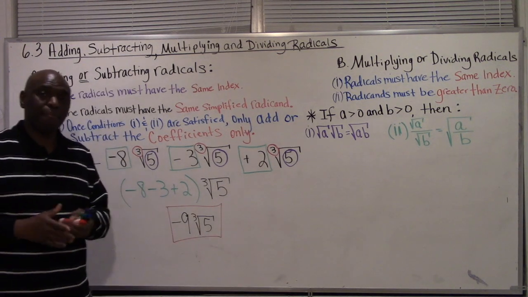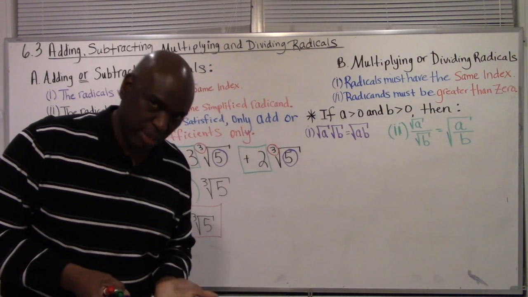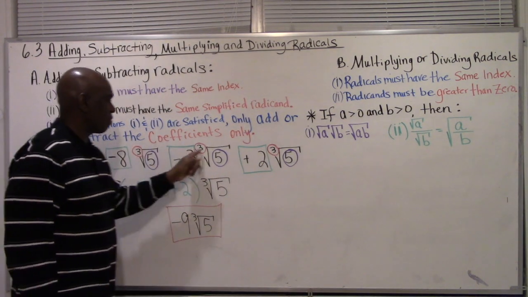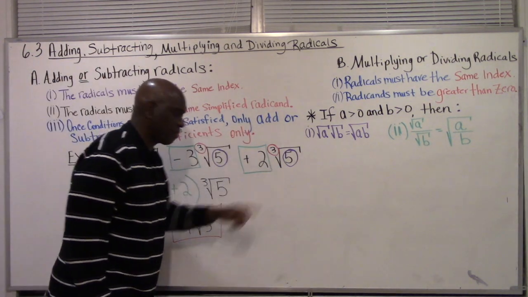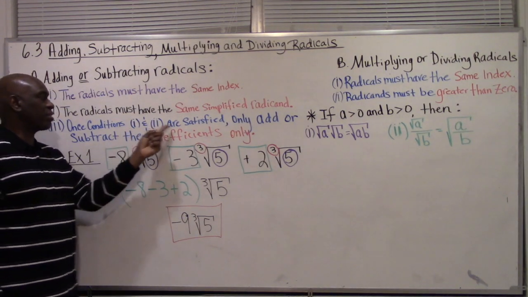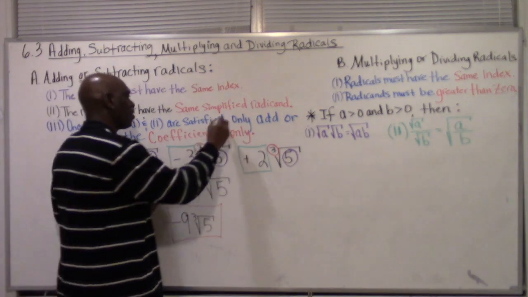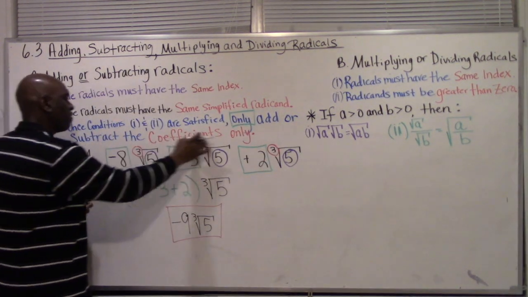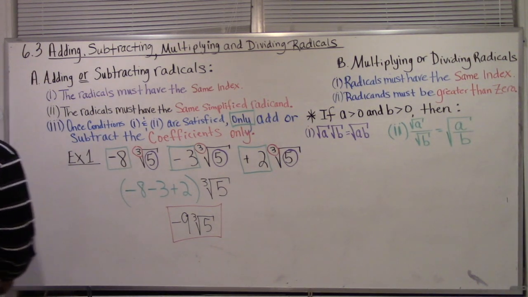And that's it. Now if you did not understand each step, stop the video, look at it again. Okay? My indexes are the same. My radicands are the same. So if condition 1 and condition 2 are satisfied, then only, that's critical, only add or subtract the coefficients. And that's what we did. Alright? So that's it for example number 1.